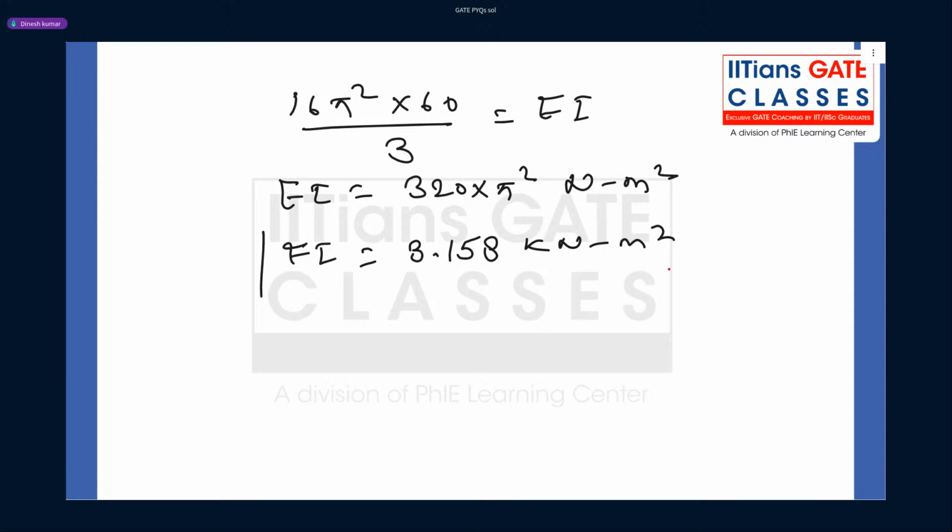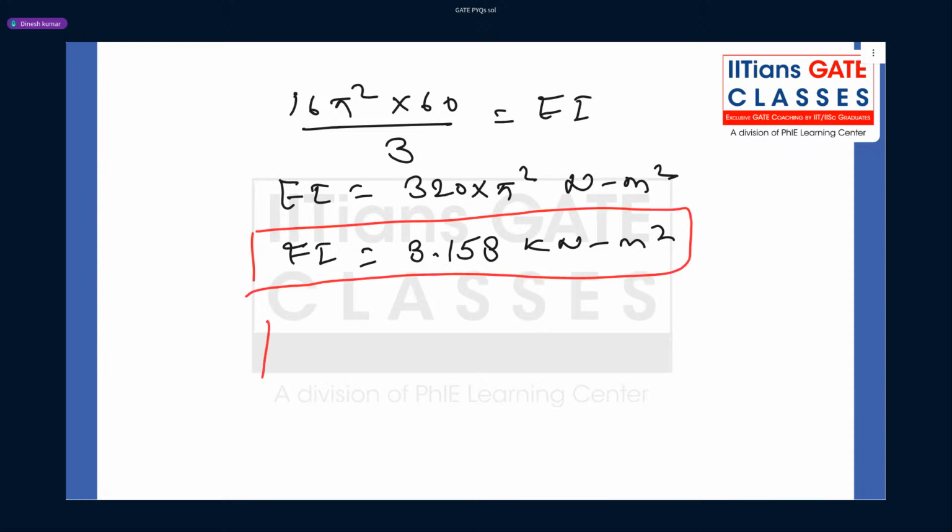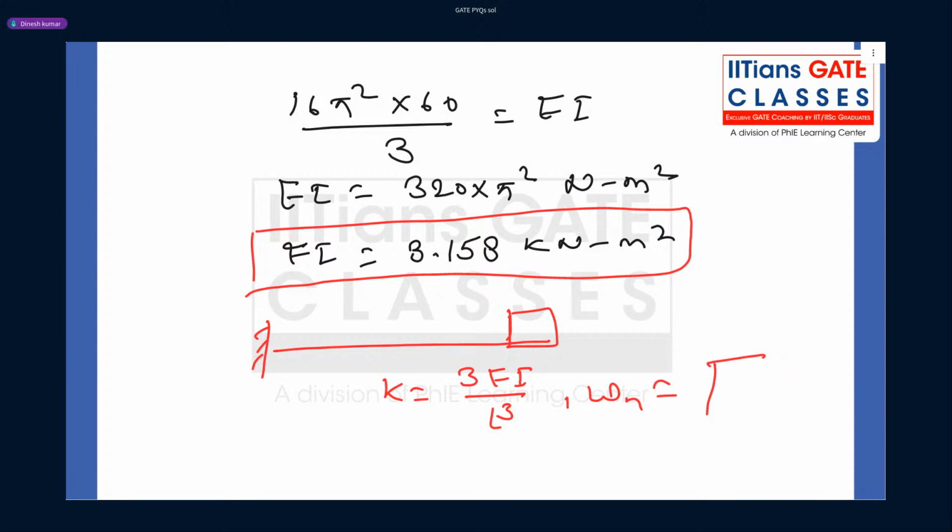Guys, based on this, previously also they have asked questions specifically on this cantilever beam idealized with a point mass at tip. So whenever a cantilever beam is idealized with a point mass at tip, first your k will be 3EI by L cube, and your natural frequency omega n is under root 3EI by m L cube.